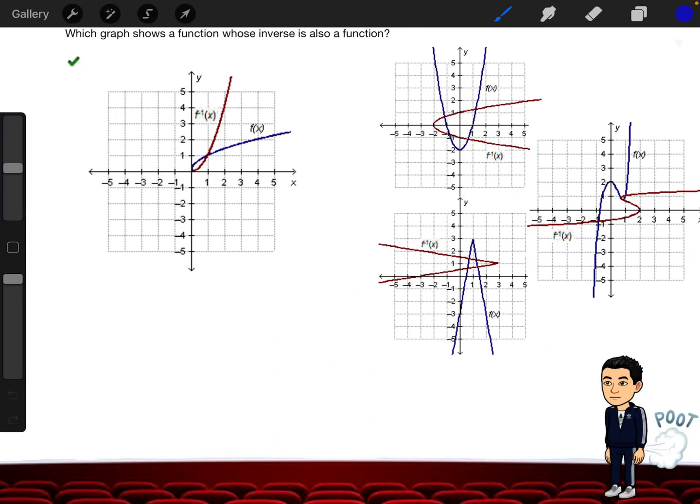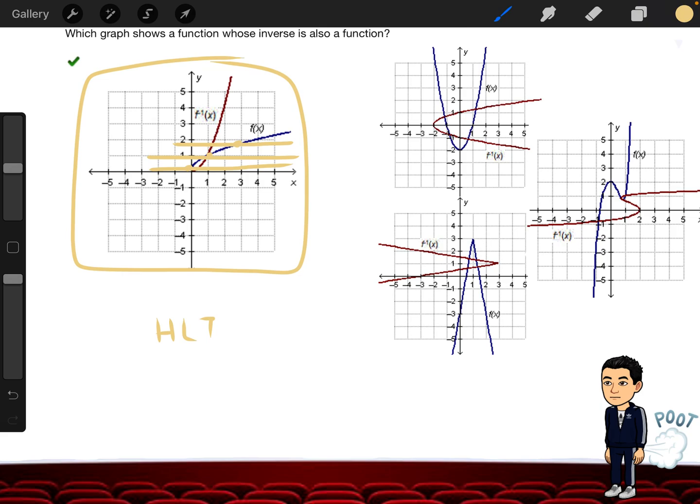Let's look at the next one. Which function has an inverse that is also a function? Let me show you something called the horizontal line test. Testing out the f of x using the horizontal line test, every horizontal line I'm drawing on the f of x only has one point of intersection. That tells you that your inverse function is going to be a function. So you're going to have to check this one.